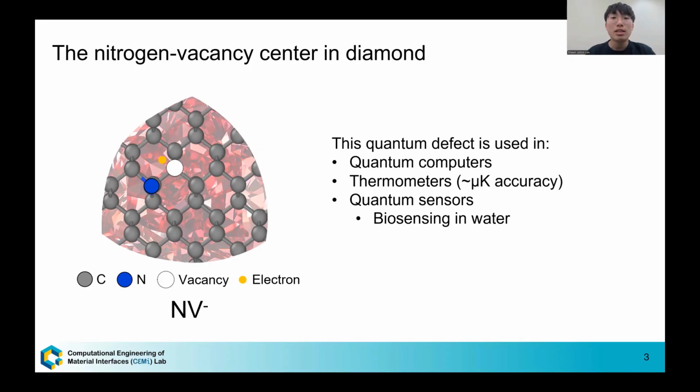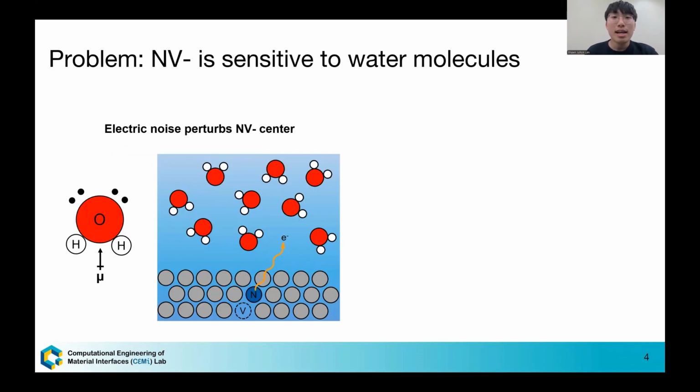Due to its sensitivity to phonon vibrations, this defect can play into technological applications like qubit systems for quantum computing, thermometers, and quantum field sensors, specifically underwater biosensors. Now again, NV sensors are really sensitive.